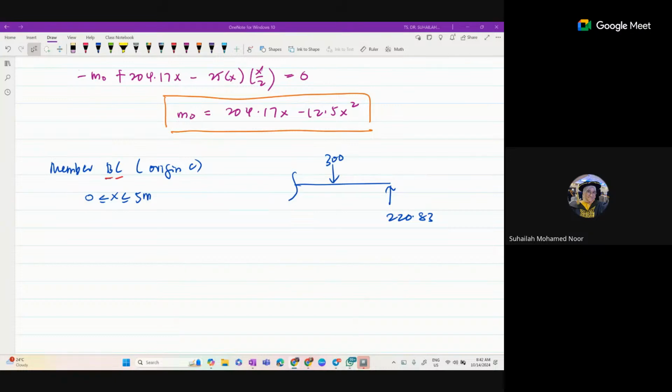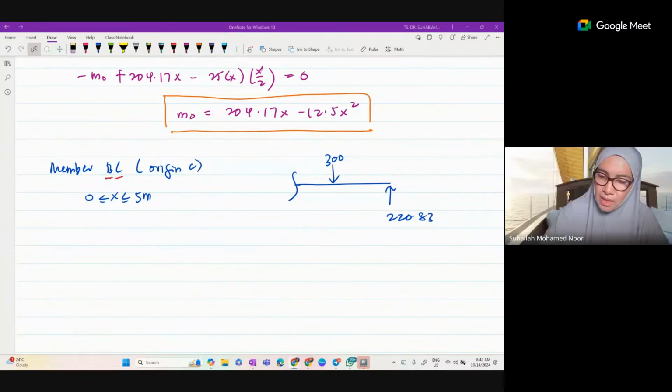Kita continue. Okay, so now C sini, D sini, right? Okay, origin C. Origin C means ini semua, actually dia punya tricks dalam writing moment equation ya. Choosing origin. Origin is not necessary from A. Each point can be origin. A, B, C, D, mana-mana A, B, C, D tu can be origin.